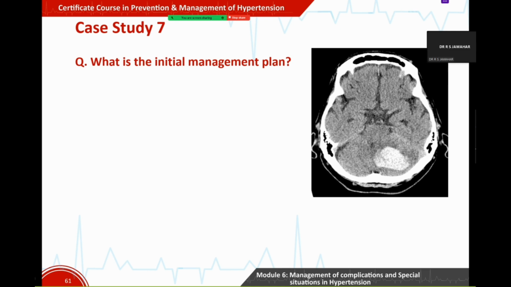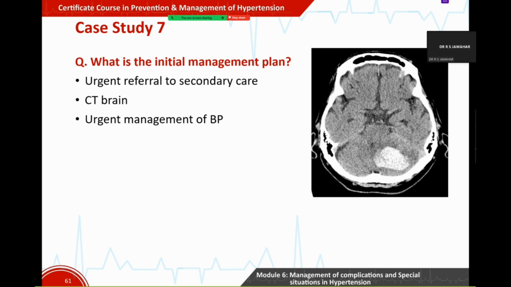So how would you manage this patient? See, this is a hemorrhage in the cerebellum area. So urgent referral to secondary care. CT brain is important. Manage the BP because it's a hemorrhage, so you have to reduce the blood pressure as quickly as possible. Otherwise, you can increase the risk of further hemorrhage in these individuals. That is the reason we need an immediate CT brain in all our severe patients.